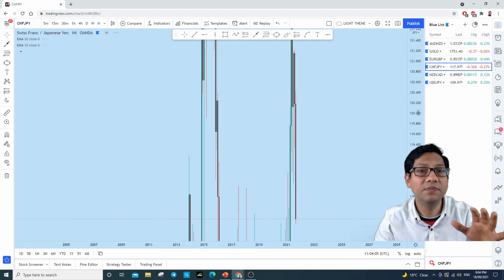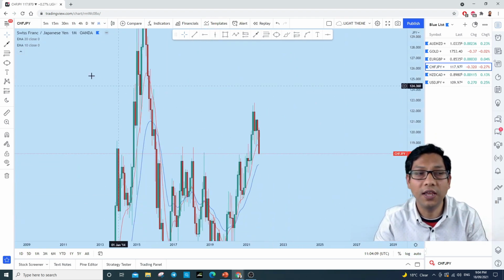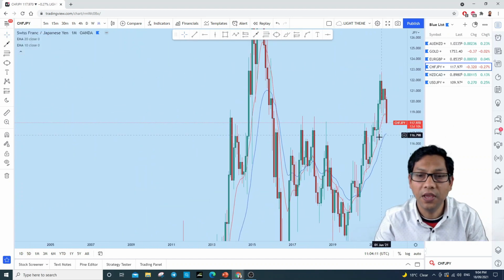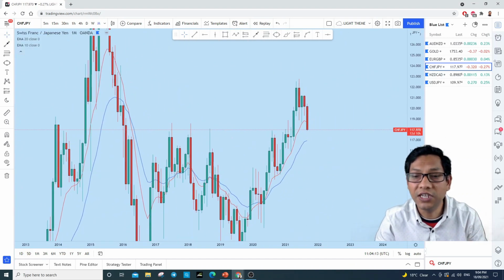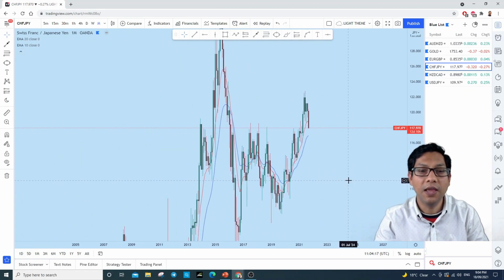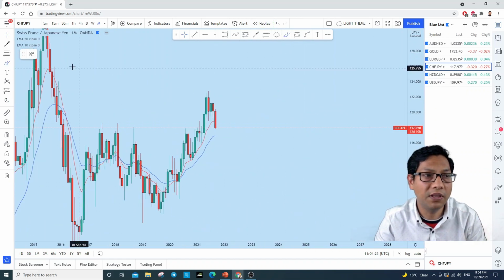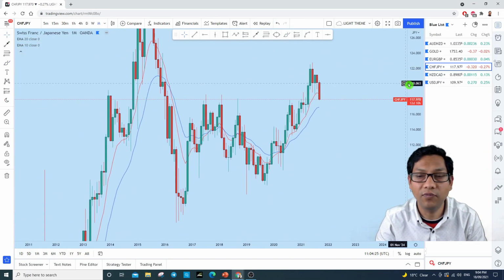Now for the CHFJPY, let's start again with the monthly time frame. Monthly, weekly, always for the direction. Now on the monthly for CHFJPY, first look at the bigger picture. First of all, starting from here, the market structure. Always remember the market structure is the first thing you have to see.